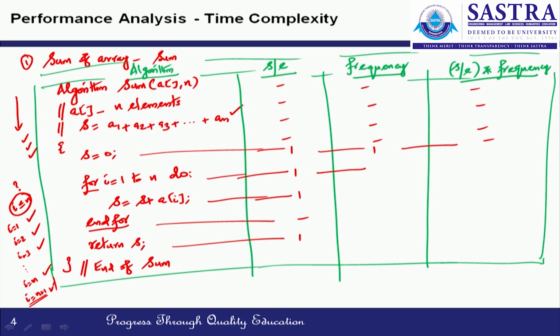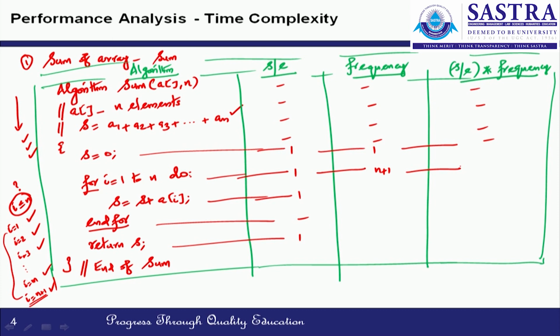So, the condition i less than or equal to n is tested n plus 1 times, that is the frequency value of this conditional test i less than or equal to n. So, putting the frequency as n plus 1.